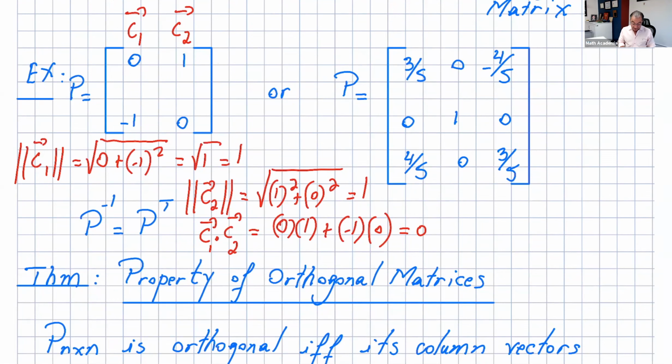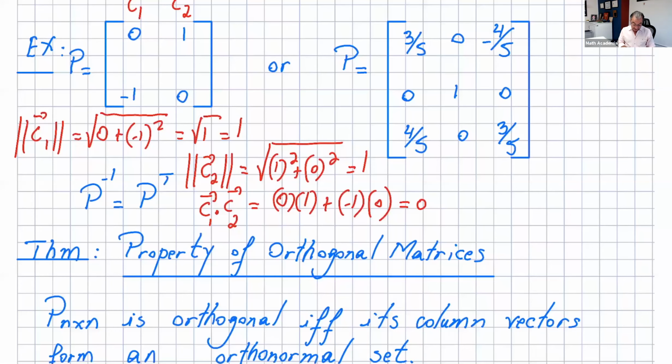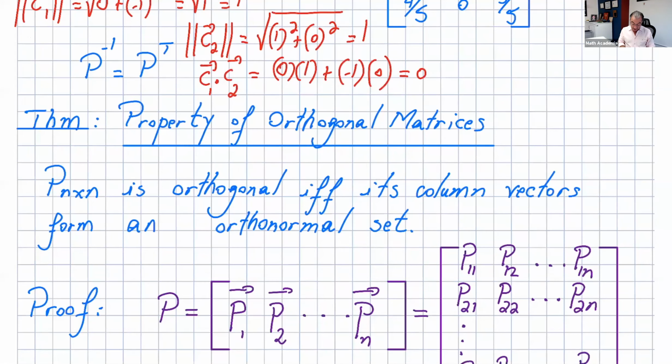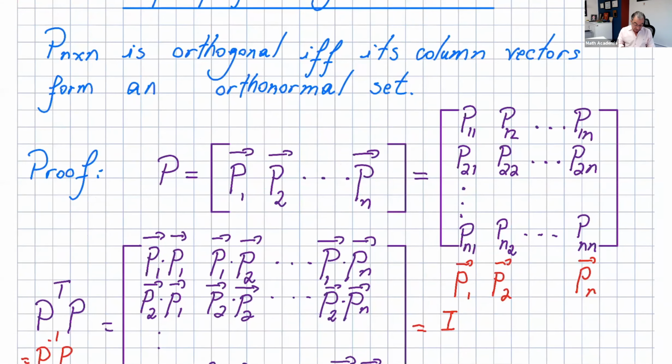Now, another property of orthogonal matrices: a square matrix is an orthogonal matrix if and only if its column vectors form an orthonormal set. Orthonormal set means the dot product of each pair of different vectors in that set will be 0, and the dot product of a vector by itself in that set will be 1. So let's go over the proof of that.